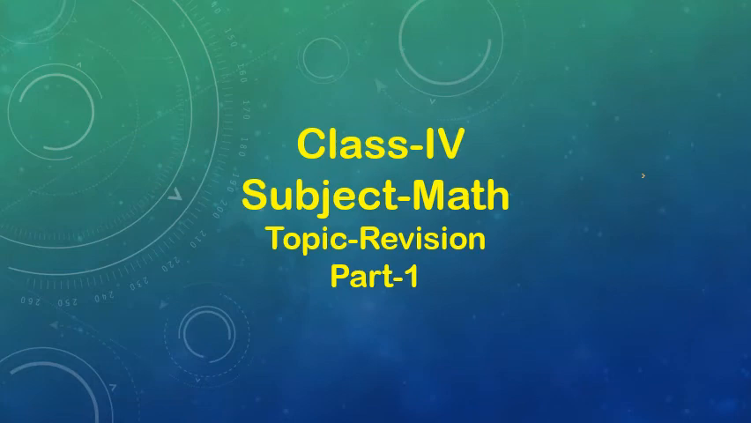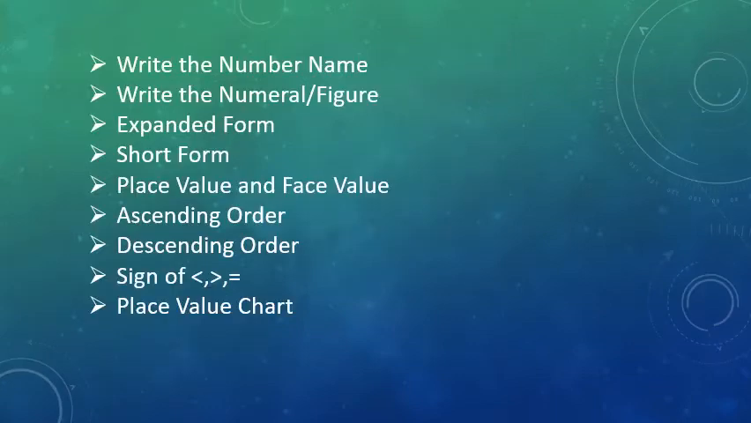Today we will revise our topics, whatever we had learned in our previous classes. These are the topics we had discussed: write the number name, write the numeral, expanded form, short form, place value and face value, ascending order and descending order, sign of less than, greater than and equal to, and place value chart. So we will discuss it one by one.